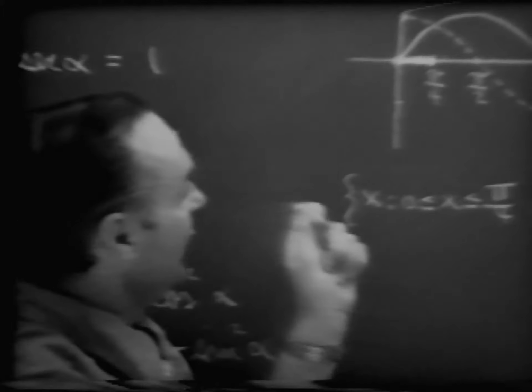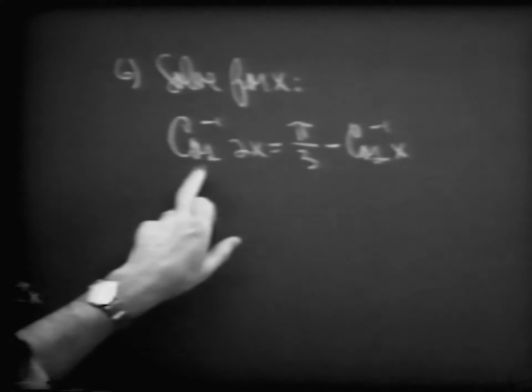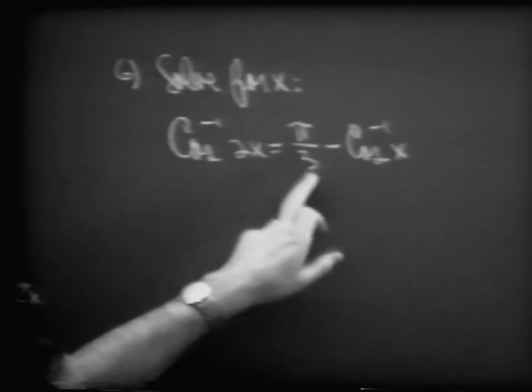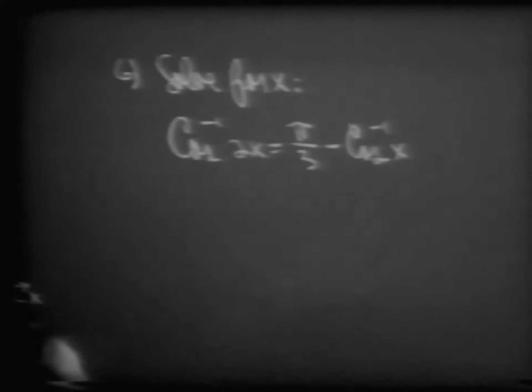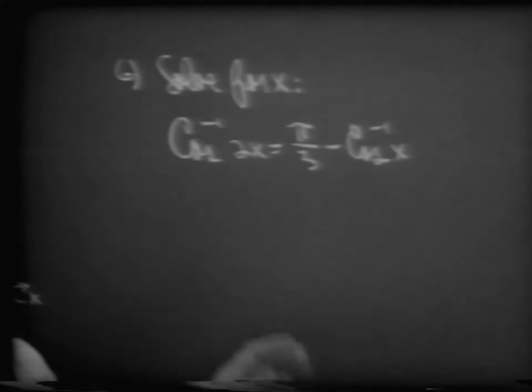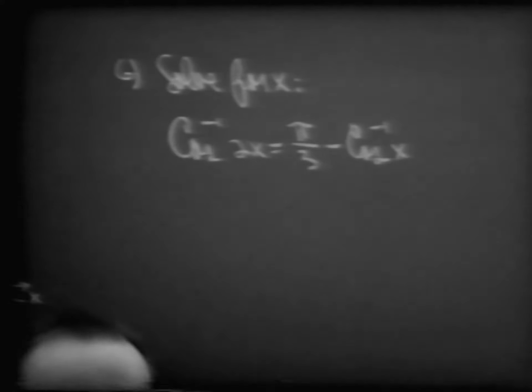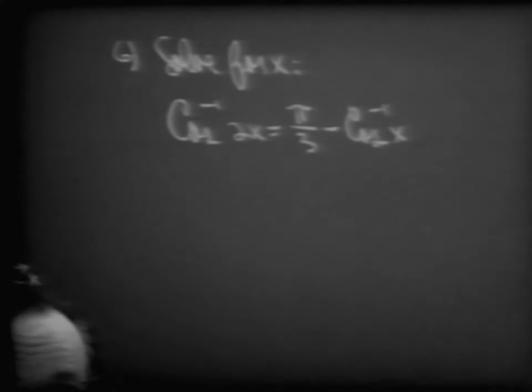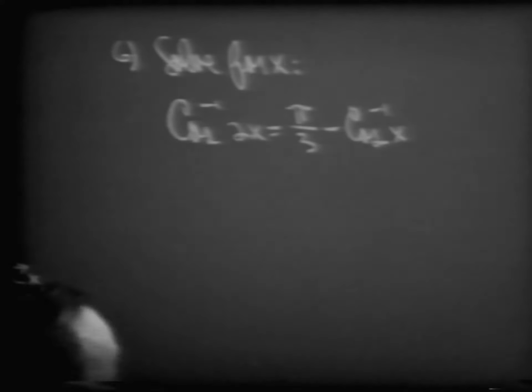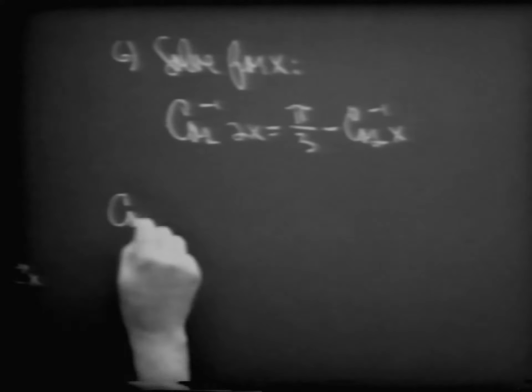Okay? Let's look at a last example. Here we have solve for x, in which the inverse cosine of 2x is equal to pi over 3 minus the inverse cosine of x. Now, it's somewhat similar to the other one, but perhaps a bit more complicated. And again, just looking at it, what would you like to do to both sides in order to try to undo that inverse cosine? And what do you think, Doug? Take the cosine. All right, let's take the cosine of both sides.